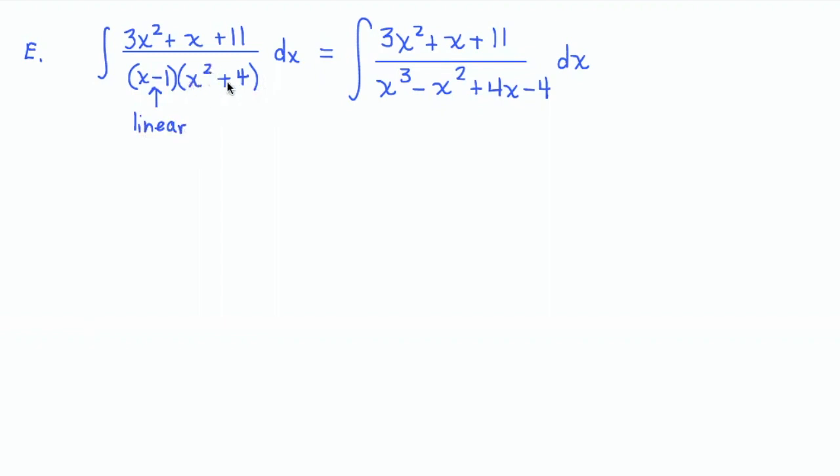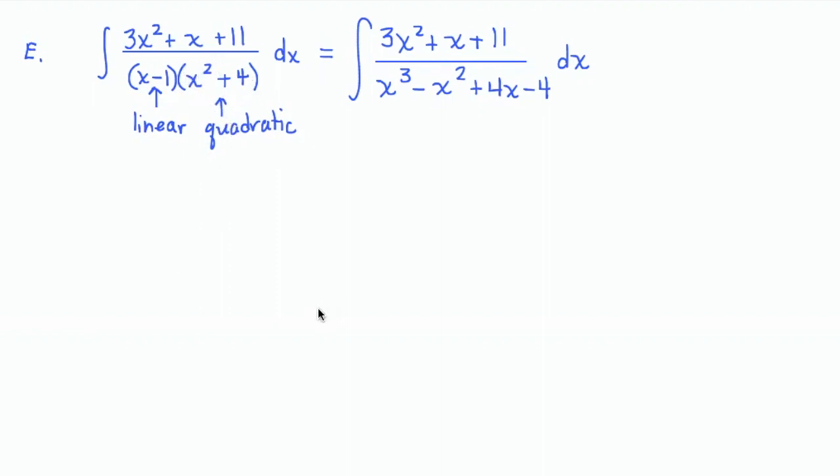And then the next one, x squared plus 4, is quadratic. And I need to figure out if this is factorable. And it turns out it would be factorable if it was subtraction, if it was a difference of two perfect squares. But this is in fact not factorable.